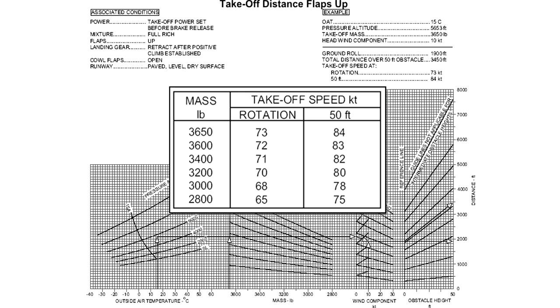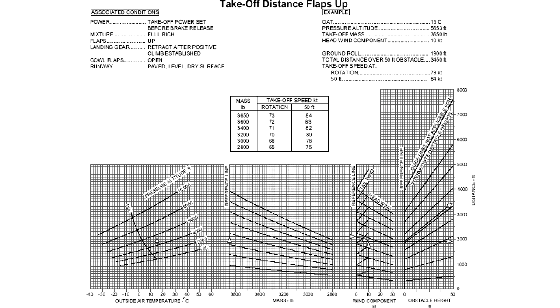Notice this box here, which highlights the rotation and screen speeds for different weights. A pilot must adhere to these accurately because they are the speeds which have been used to construct this graph. If a pilot were to deviate from these speeds, the required aircraft performance would not be achieved. Having looked at the various bits of information around the graph, let's now examine the graph itself.